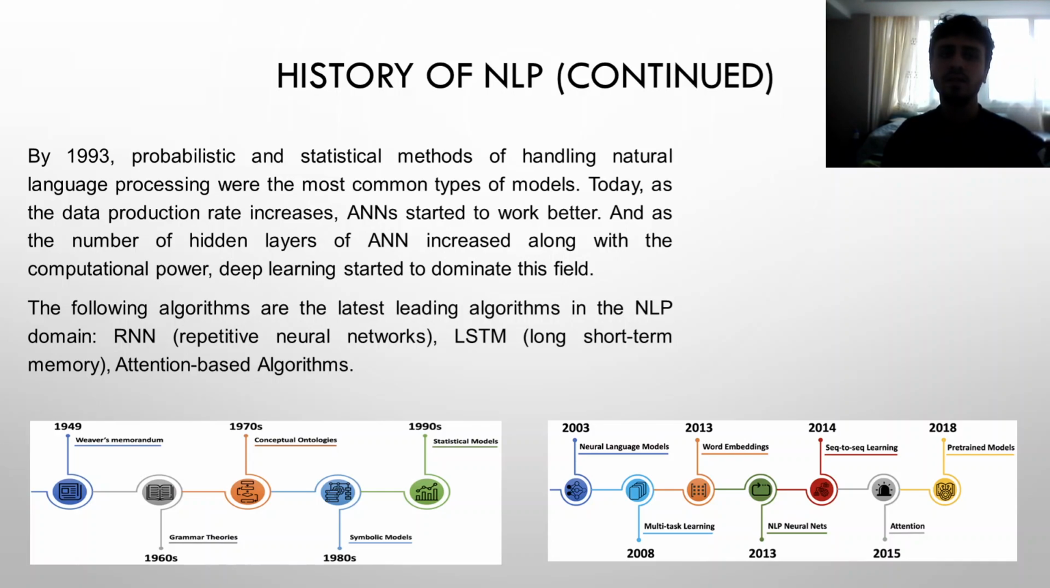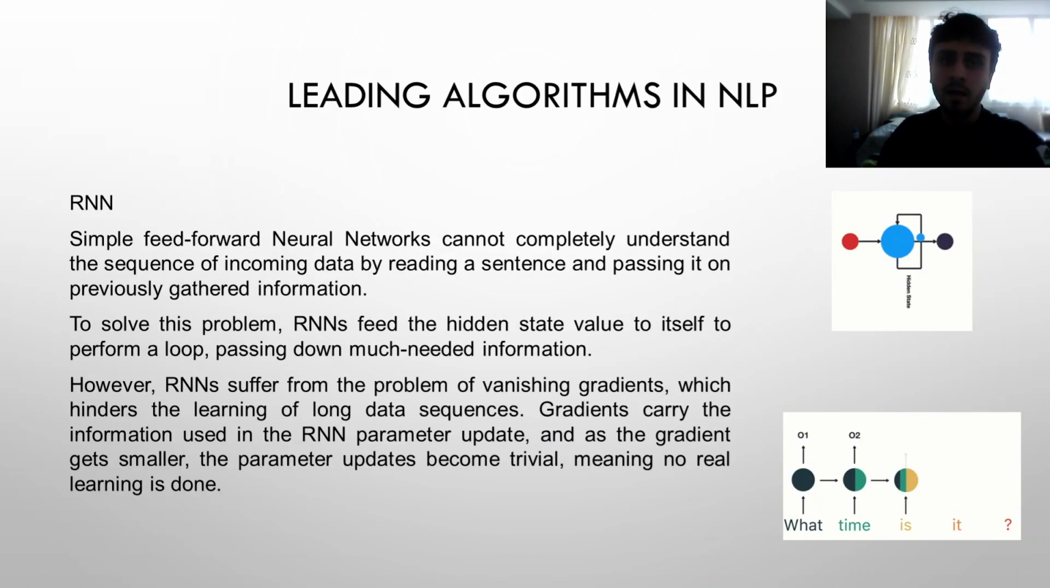By 1993, probabilistic and statistical methods of handling natural language processing were the most common types of models. Today, as the data production rate increases, ANNs start to work better. ANNs means artificial neural networks. And as the number of hidden layers of ANNs increased along with the computational power, deep learning started to dominate this field. Deep learning is ANNs with more hidden layers. Let's say more than 5 hidden layers. But there is no such thing as an exact count. The following algorithms are the latest leading algorithms in the NLP domain: RNN, recurrent neural networks, LSTM, long short-term memory, and attention-based algorithms. Well, RNN.